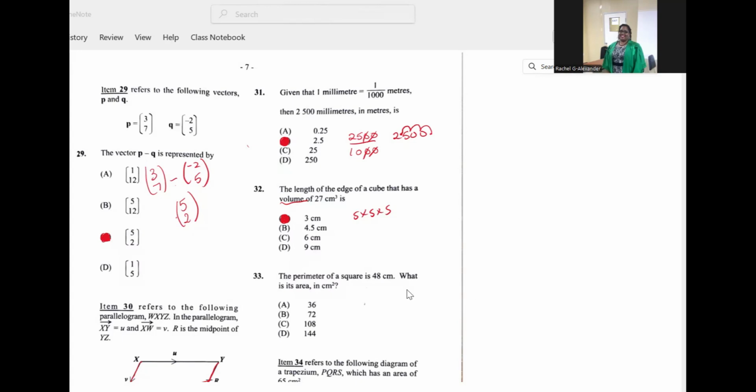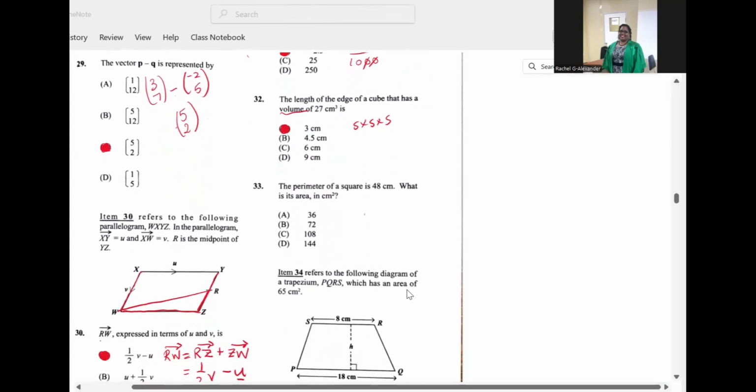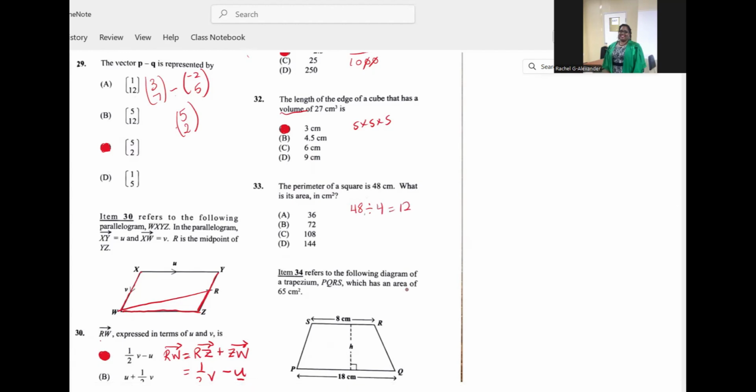Number 33, the perimeter of a square is 48 centimeters. What is the area? If the perimeter of a square is 48 centimeters, then the side of the square will be 48 divided by 4, which is 12. And then the area will be 12 by 12, which is 144.